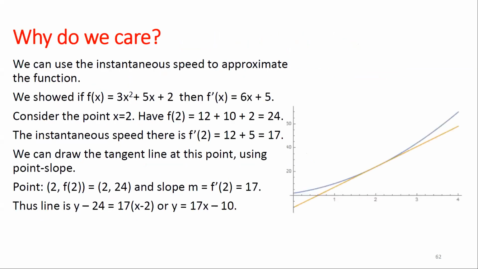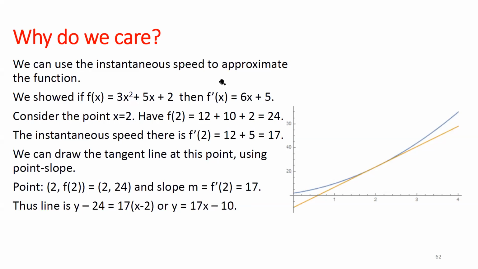All right, so why do we care? We're almost done, and then we're going to do the rest of this tomorrow. We can use the instantaneous speed to approximate the function. You've talked about how you've plotted lines in class, and you do point slope or point point. So we showed if f of x is 3x squared plus 5x plus 2, then f prime is 6x plus 5. So this is the instantaneous speed. So consider the point x equals 2.